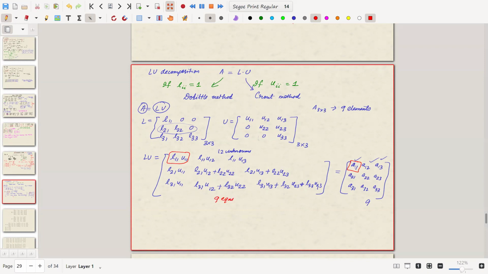Now you have 9 equations, but how many unknowns are there? Here you have 6 unknowns and here you have 6 unknowns, intermingled, so you have 12 unknowns. 9 equations and 12 unknowns. Can you solve this?